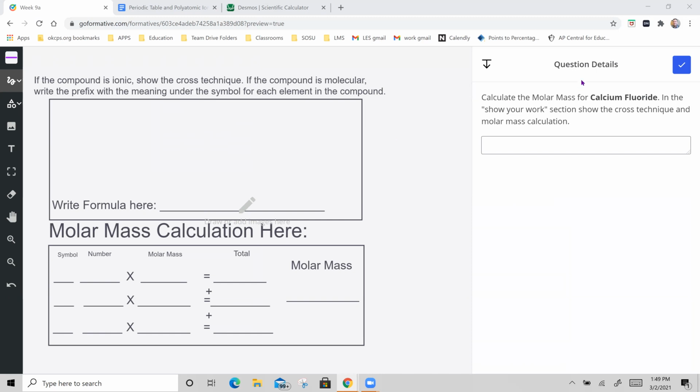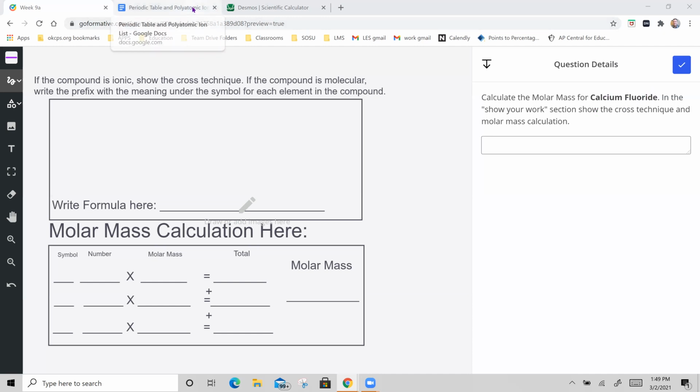Okay, so we are looking at calcium fluoride. Calcium fluoride does not have the prefixes mono, di, tri, tetra, penta, hexa, hepta, octa, nona, deca in its name. And therefore, we can say that it is ionic. And if it is ionic, we have to look at the charge of the ions that make it up. So let's make sure that we do that. So we have calcium and fluoride.